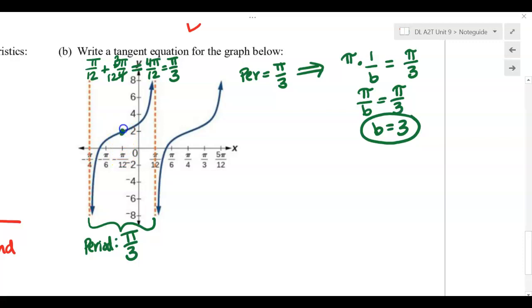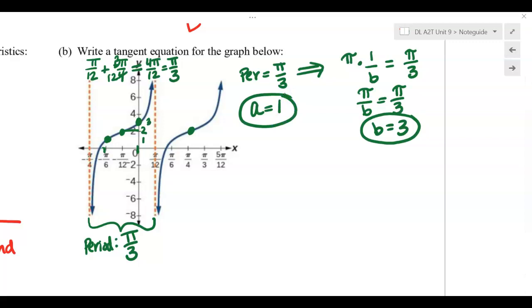Here are kind of the center of these tangent graphs. You can see the mark in between goes up to here, and on this side goes down to here. This mark is at 2, this one's at 3, this one's at 1. So they're only 1 apart. That means there's no stretch or compression. So the A value is going to stay equal to 1. So I have my A and my B.